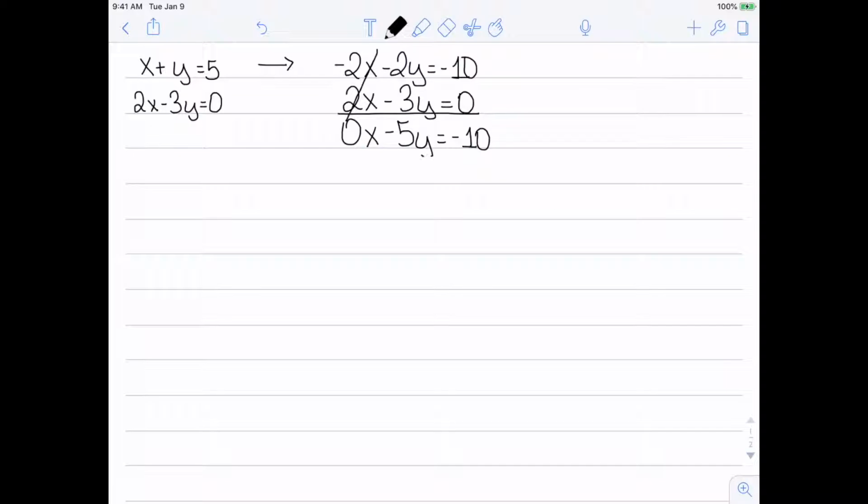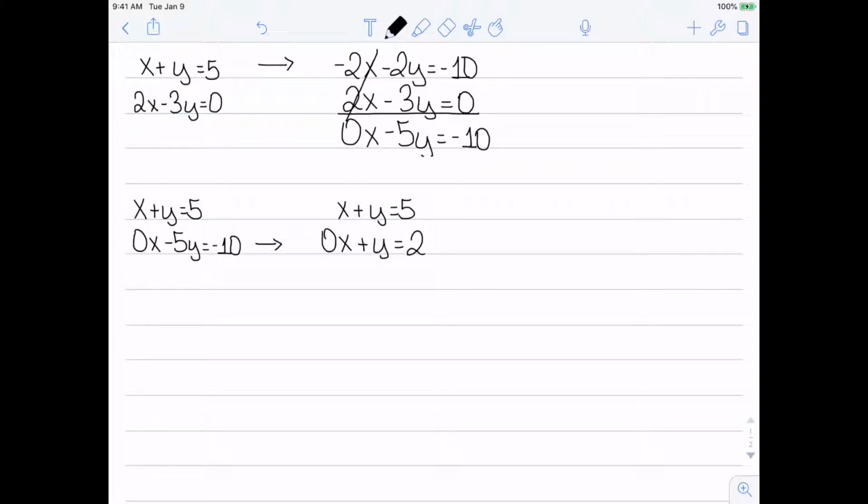And the idea is this is going to replace my second equation, so now I have a new system of equations. So here's my new system, the original first equation, and I replace the second equation with this new one. The next thing I'm going to do is actually divide this second equation by -5. So my first equation didn't change, and the second one becomes 0x plus y equal to 2.